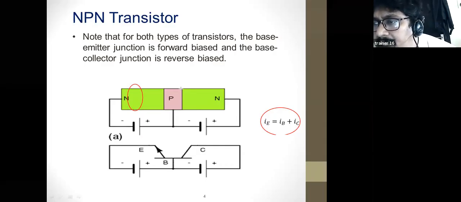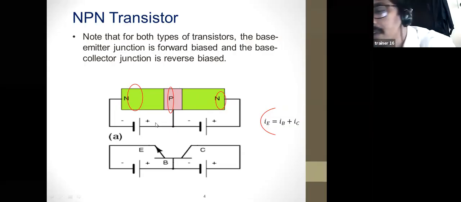Here P is lightly doped. Only 5% of electrons are attracted towards the P type, and 95% of electrons are attracted towards the N type. So, do you understand this concept? This is used for current regulation only. Do you understand?